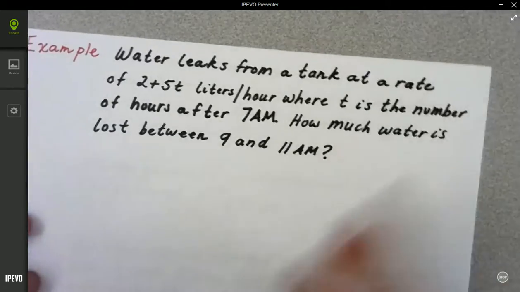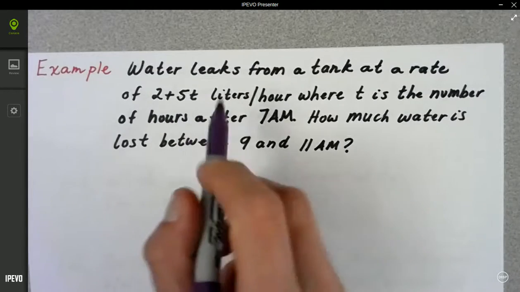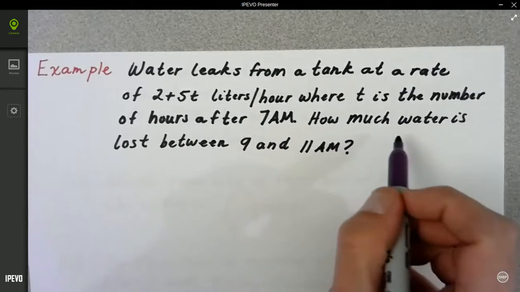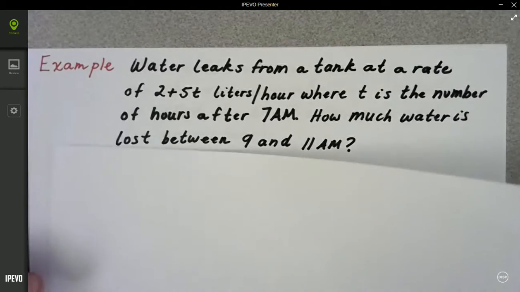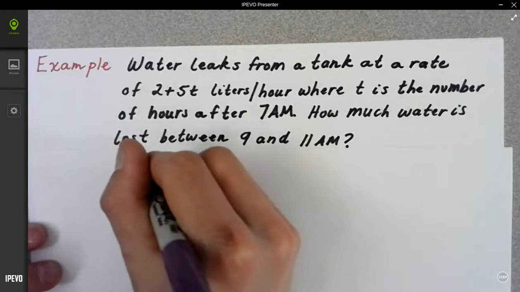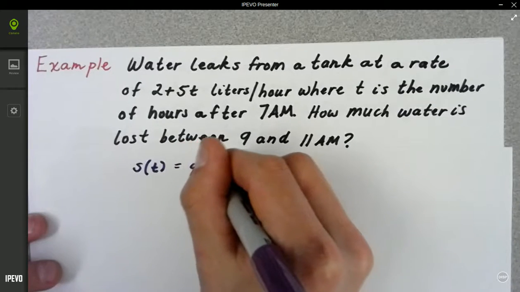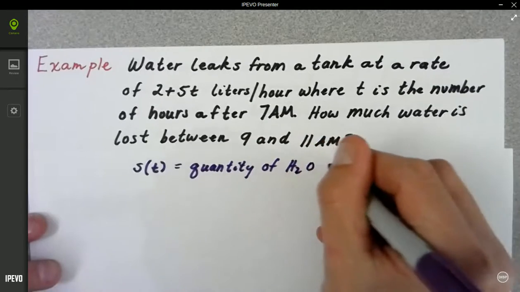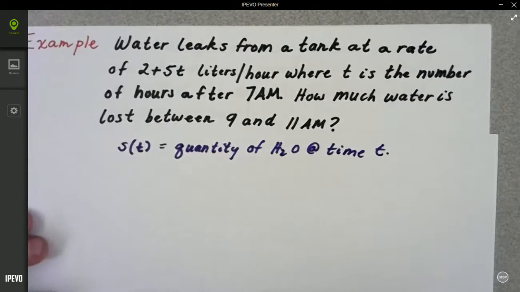Let's look at our first example. Water leaks from a tank at a rate of 2 plus 5t liters an hour, where t is the number of hours after 7 a.m. How much water is lost between 9 and 11 a.m.? The first thing we have to do is define S of t. S of t is the quantity of water at time t. We need to know that.